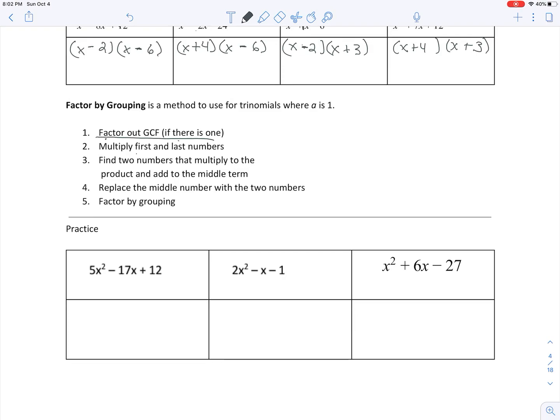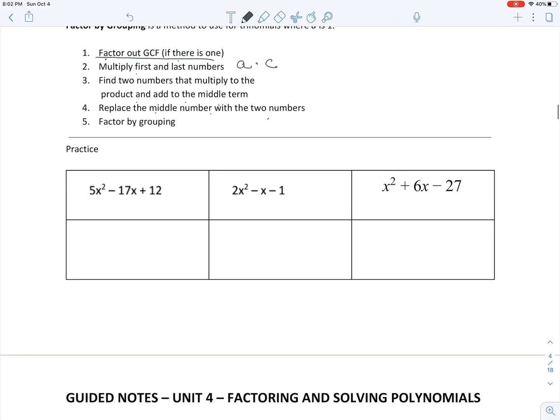Then we're going to multiply the first and the last number. We call that A times C. We're going to find two numbers that multiply to get the product and add to get the middle term. Then we're going to replace the middle number with those two numbers, and then we're going to factor by grouping. I know it sounds like a lot of steps, but it's okay. All right, so the first thing we have to do is multiply the 5 and the 12. That's where we're going to start.